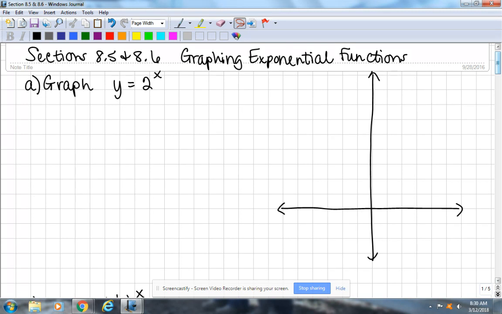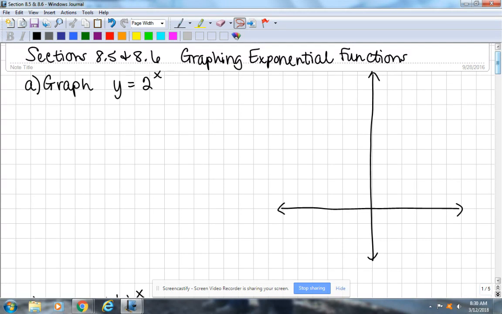Now remember back when we first graphed lines, we started by making a table, right? Remember the XY tables? So that's how we're going to start graphing our exponential functions. Now, y'all, exponents are powers, right? And when we raise a number to a power, it can get really big really fast, especially if we're talking about a graph, okay?